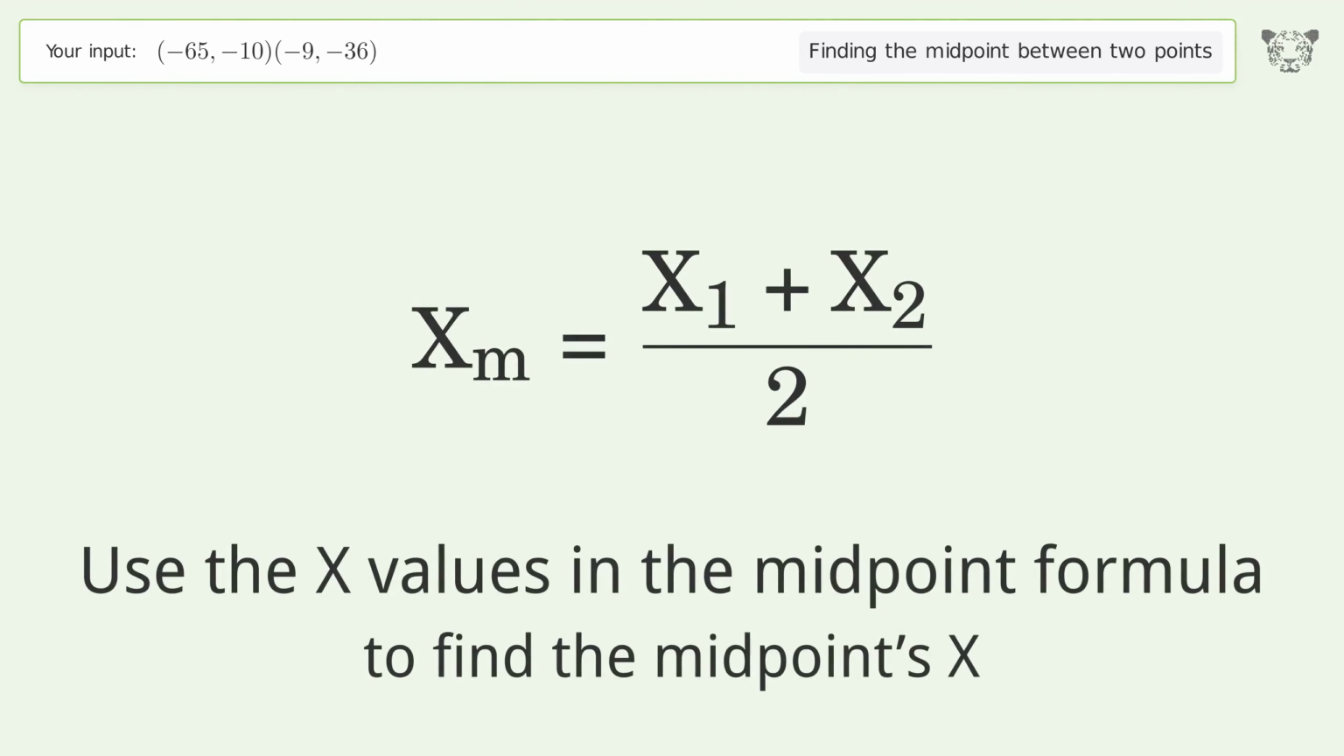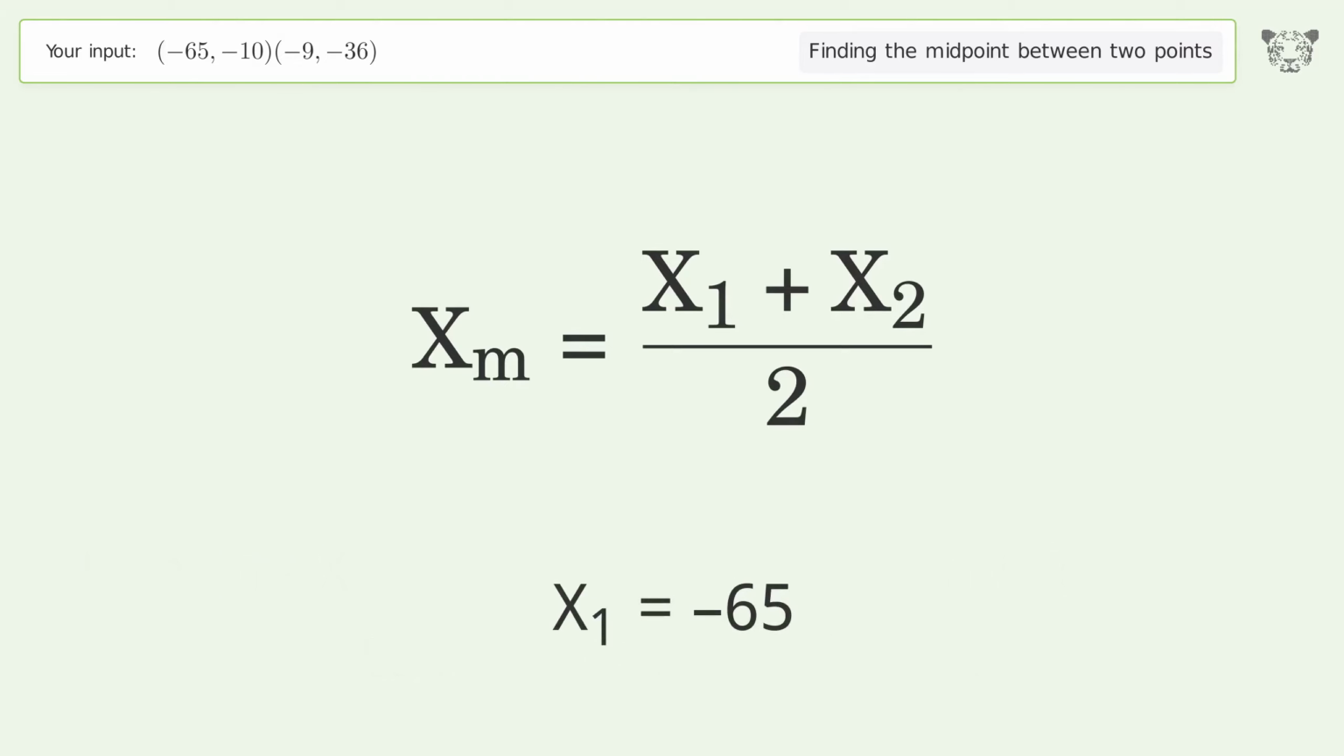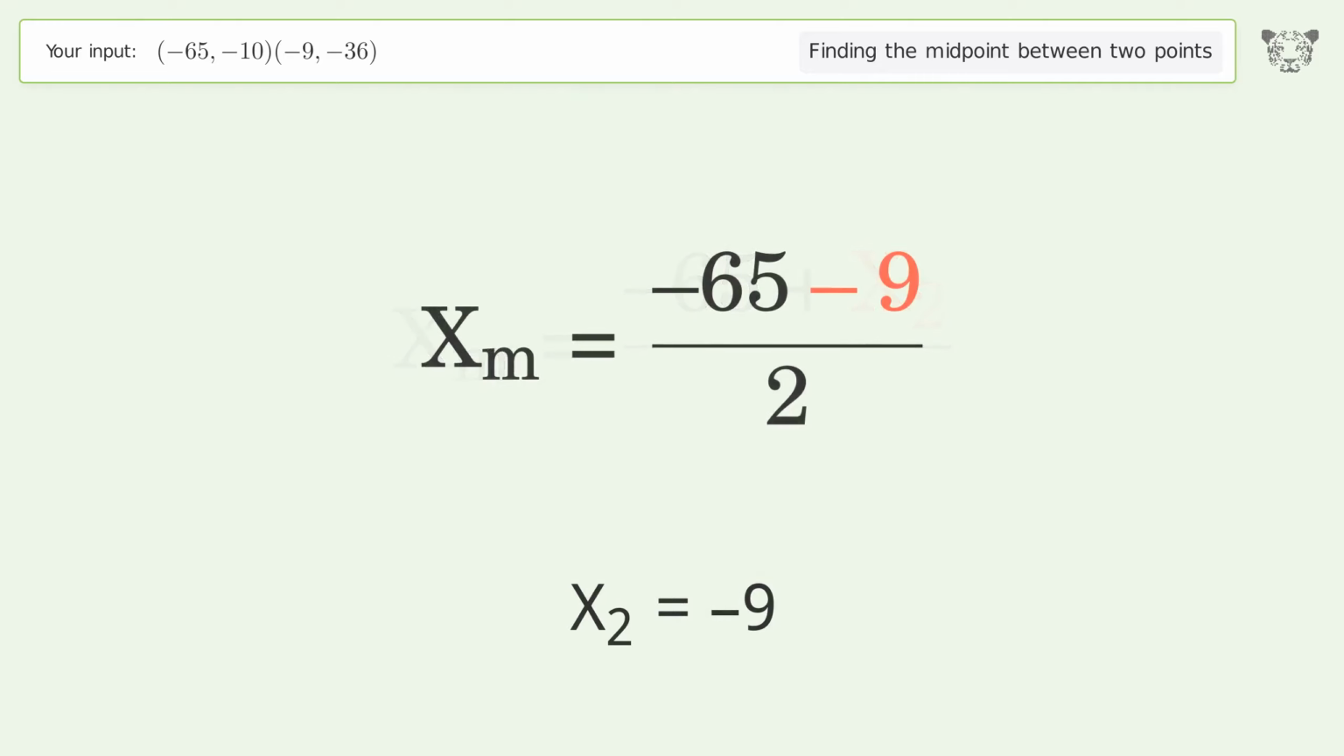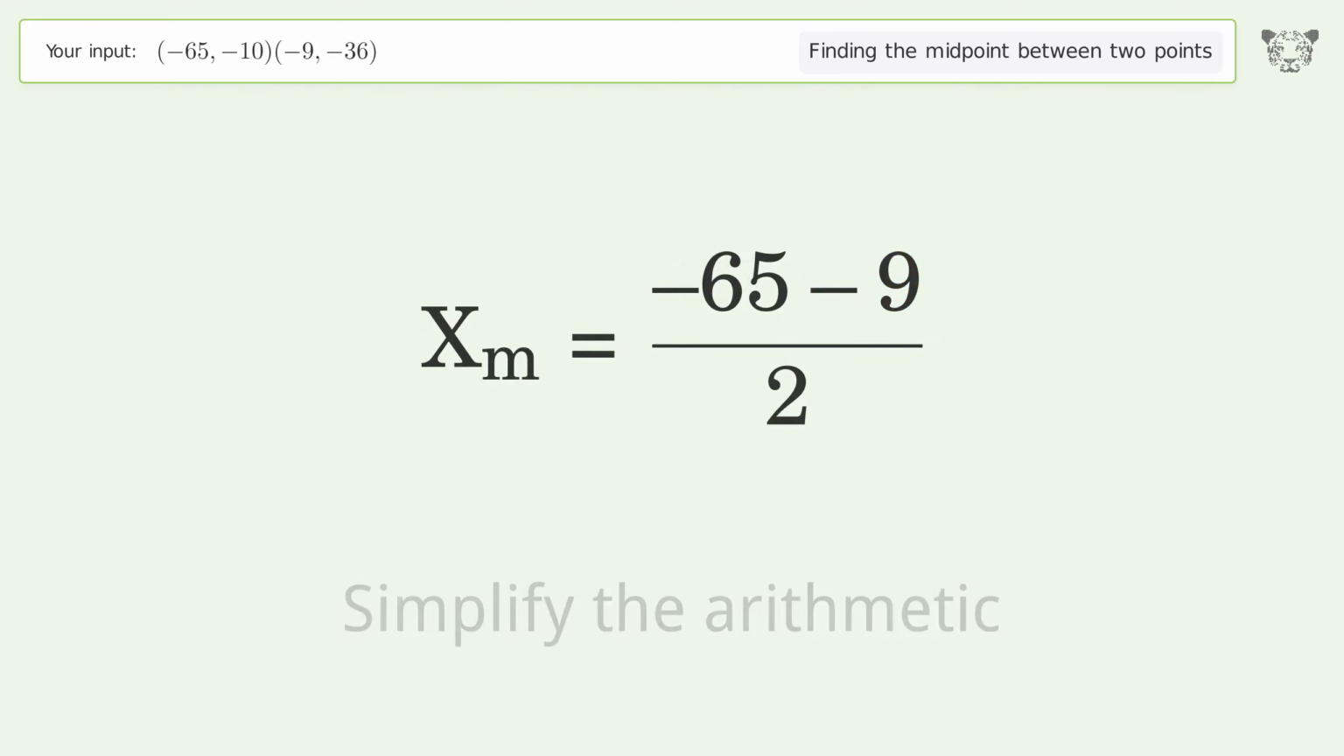Use the x values in the midpoint formula to find the midpoints x. x1 equals -65. x2 equals -9. Simplify the arithmetic.